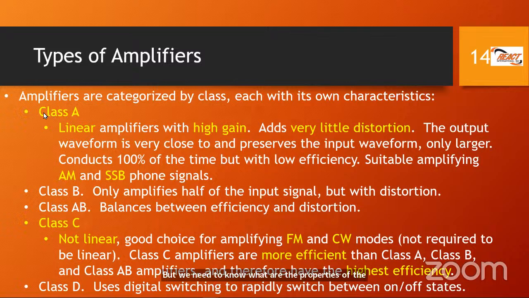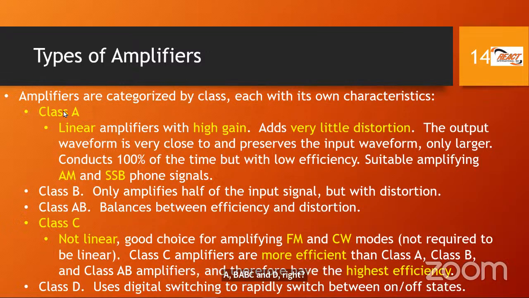So let's go. So we see that we have a class A, we have a class B, we have a class AB. And if you're thinking, but wait a minute, a class AB might be a sort of hybrid between A and B, you'll be quite correct. It's a class AB. And then there's a class C and even a class D. So letters of the alphabet, A, B, C, D, right? So those are the different classes.